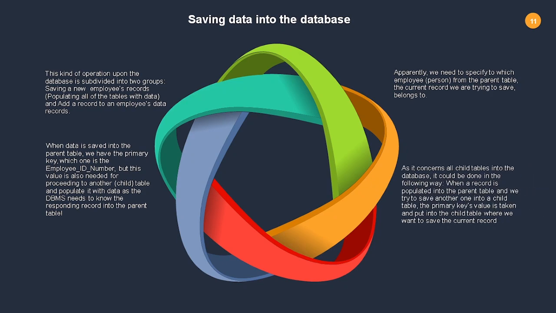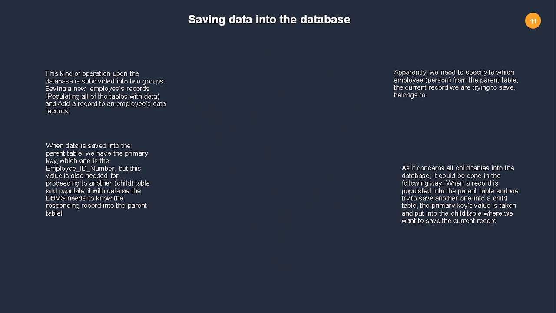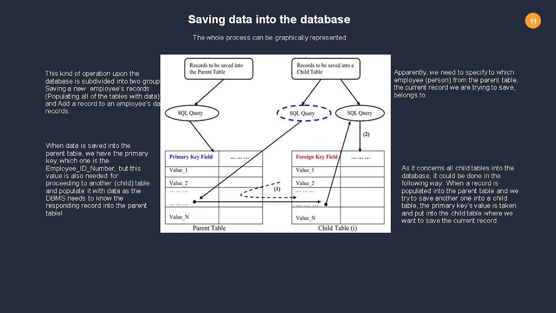As concerns all child tables in the database, it could be done in the following way. When the record is populated into the parent table and we try to save another one into a child table, the primary key value is taken and put in the child table where we want to save the current record. The whole process can be graphically represented. So this is the representation of this process, how the flow goes.